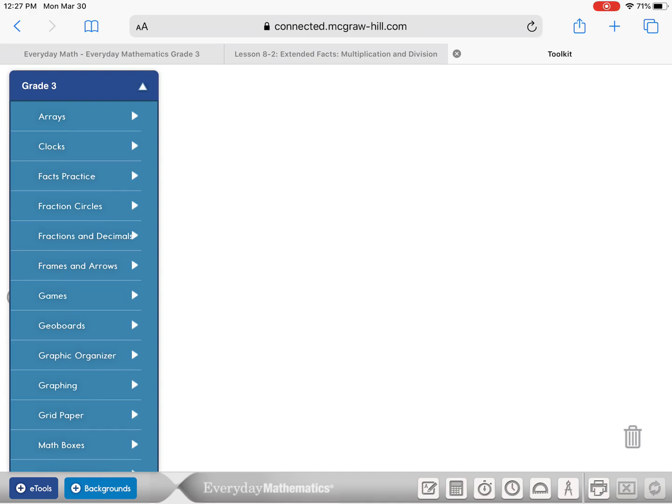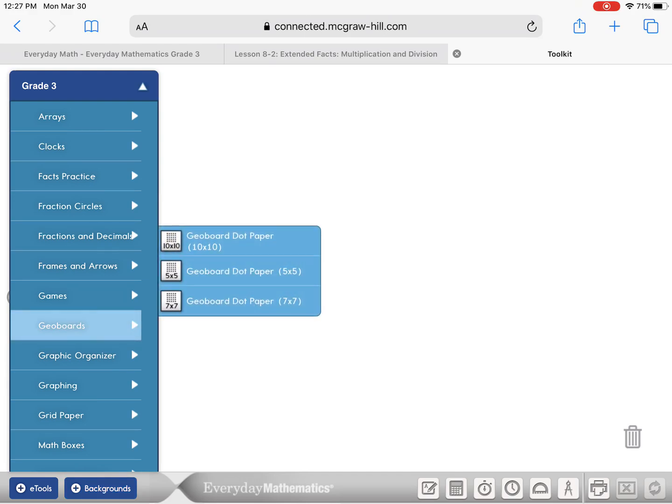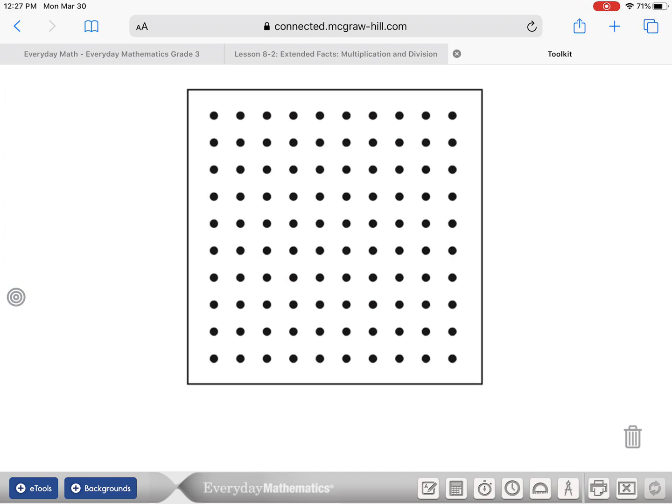Well, I'm actually going to use my e-toolkit, and I'm going to grab my Geoboard. And I have Geoboard dot paper. So we don't have our Geoboards, those are the boards we use rubber bands with. They're at school. So luckily we have tools that we can use here. I'm going to grab my Geoboard dot paper, the 10 by 10, and you're going to do this along with me. You do not need to be in Connect Ed. You can just follow along with what I do.